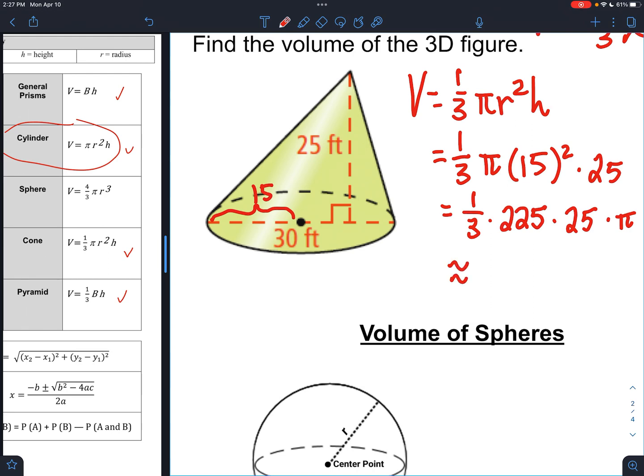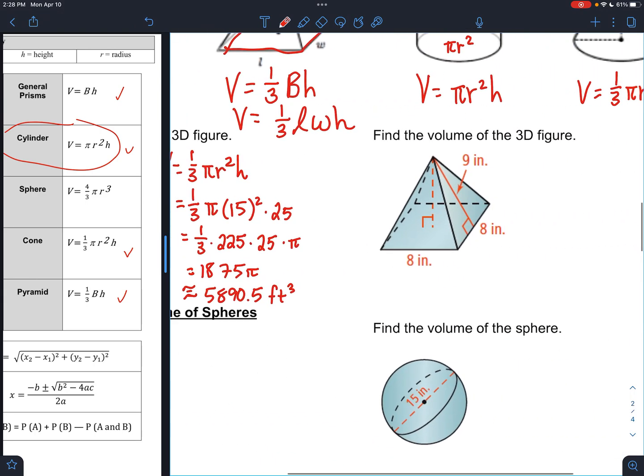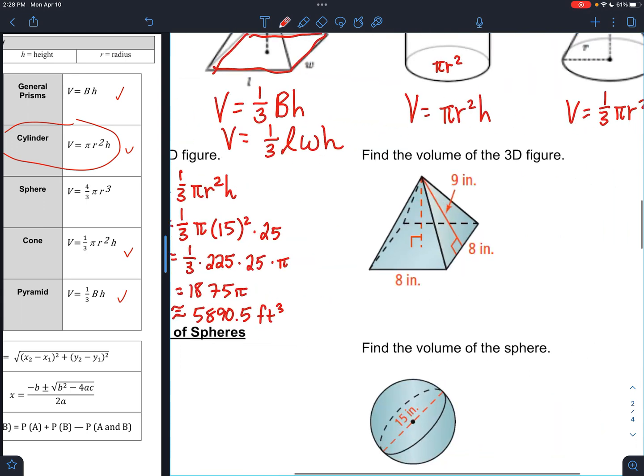is going to be about, or I can give you the exact answer, which is this. And as a decimal, approximately that many cubic feet. So cubic feet, remember, that's a space. 1 cubic foot is a foot by foot by foot. It's like a little box. So there's 5,800 of those little boxes. So this is a very, very large cone. Not the kind of cone you get at the ice cream shop.